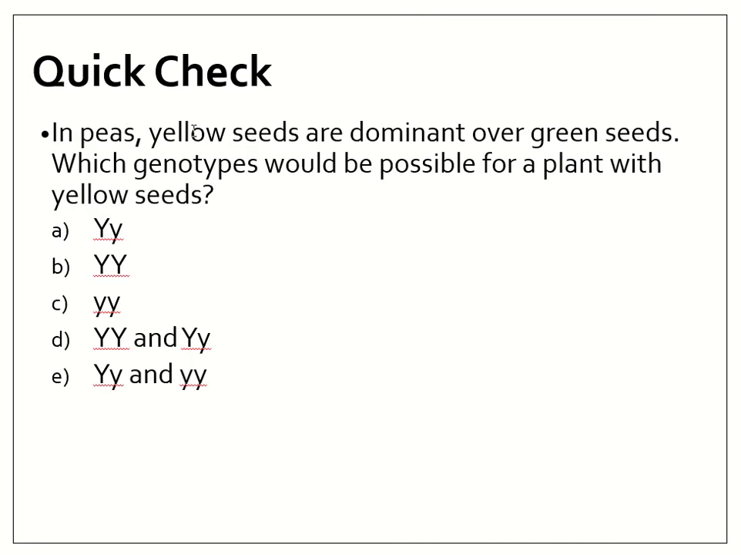Okay, the next one: in pea plants, yellow seeds are dominant over green seeds. What would be possible for the plants to show the yellow seeds? If it's dominant, you only need one capital letter. So D would be the correct answer because it could be this or that.